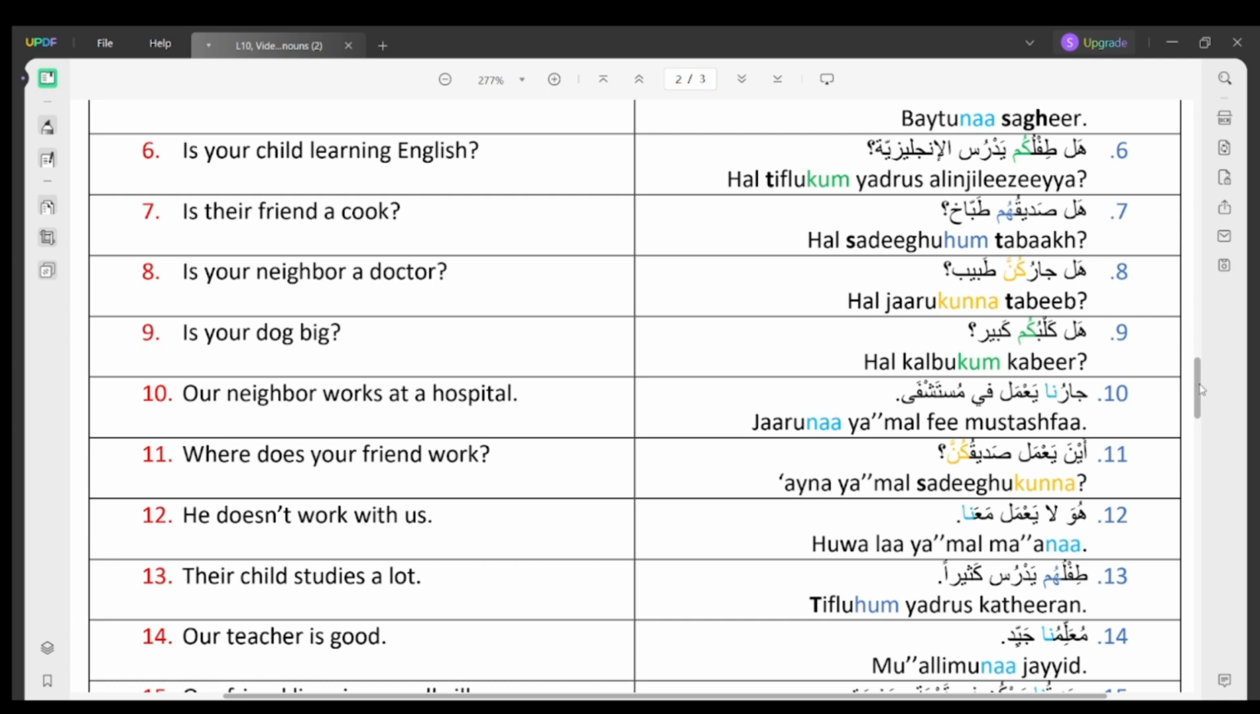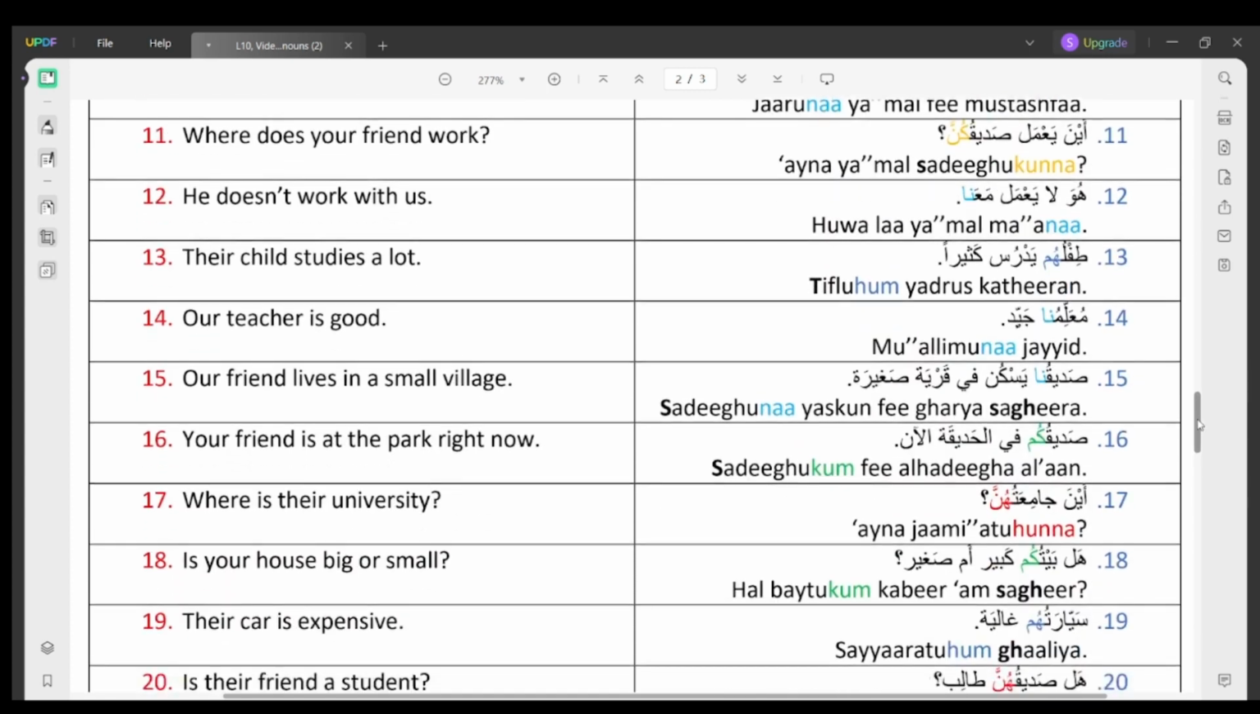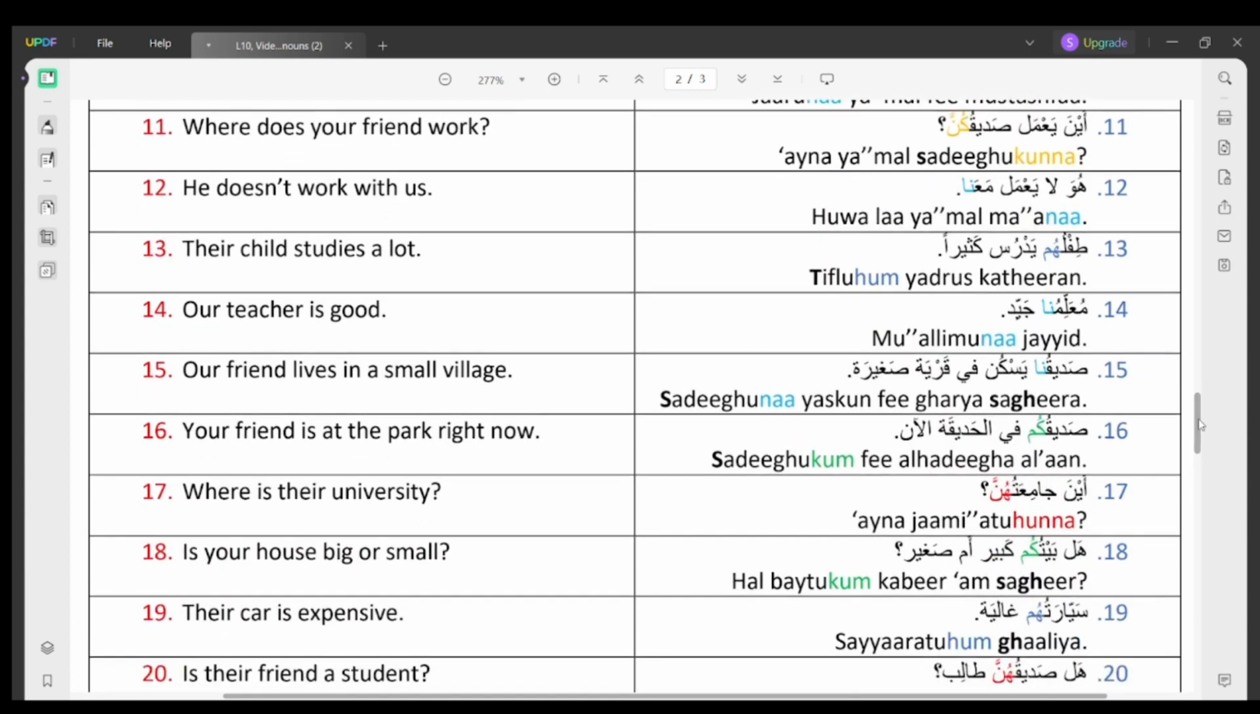Number 11, where does your friend work? Number 12, he doesn't work with us. Number 13, their child studies a lot. Number 14, our teacher is good. Number 15, our friend lives in a small village.